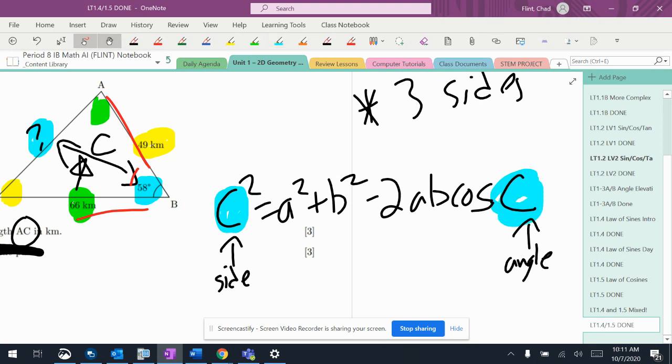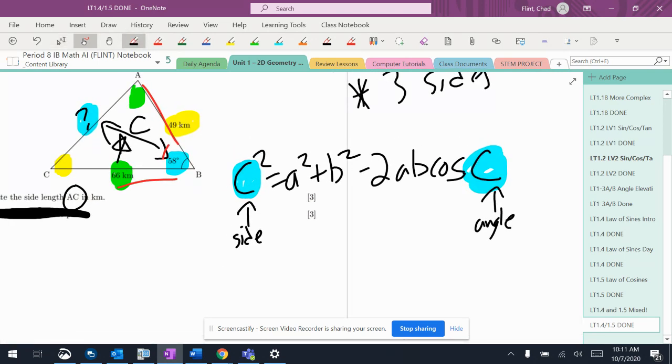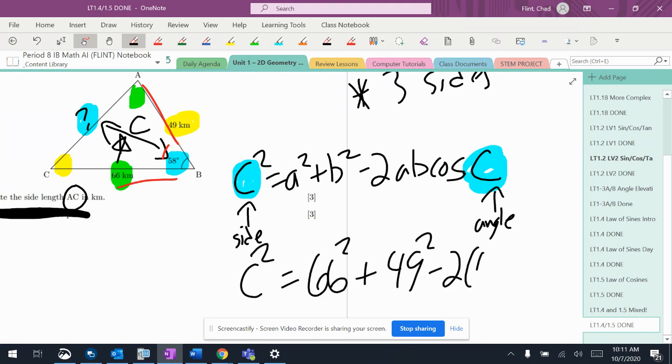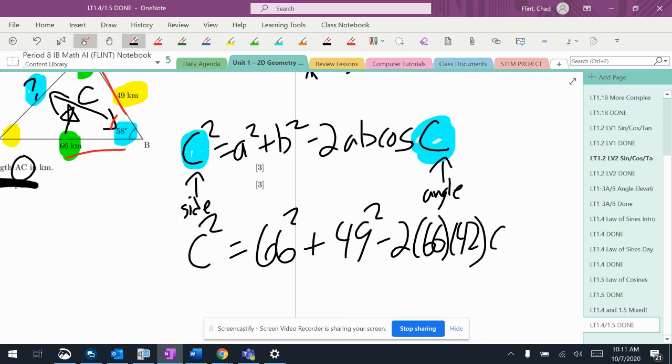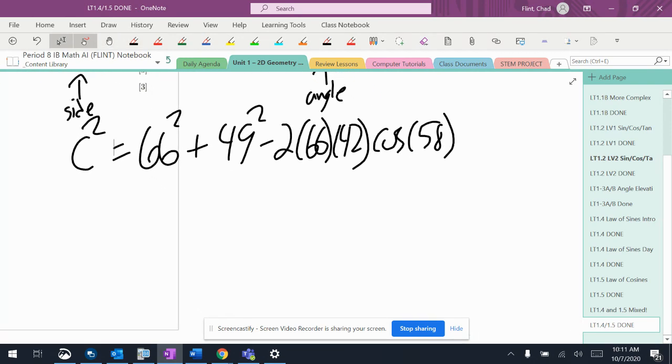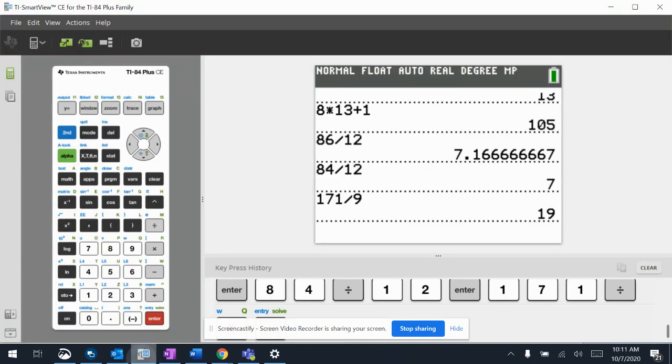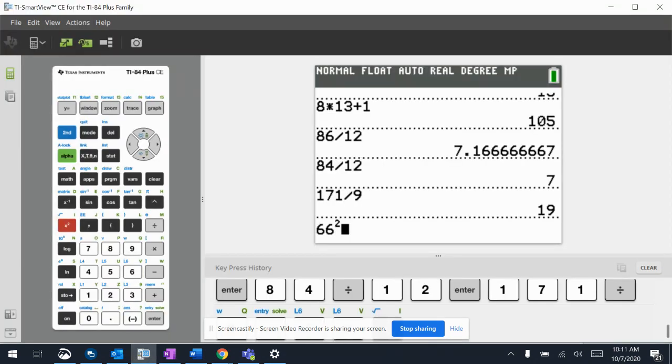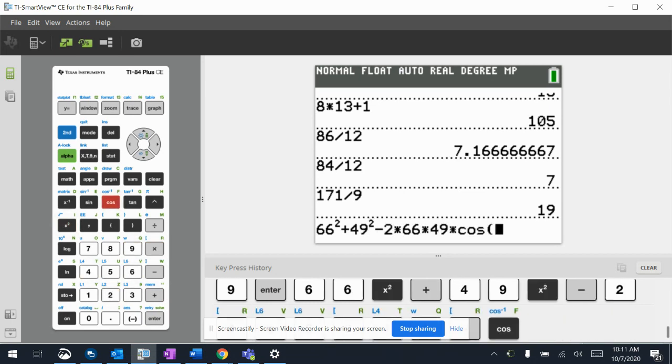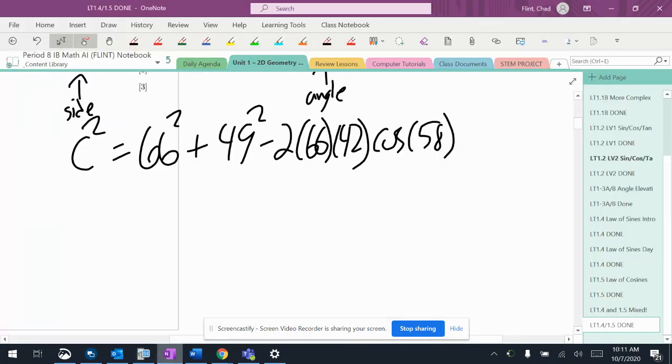All right, so I carefully plug my stuff in. I'm going to make A 66 and B 49. And as I've said a bunch of times, it doesn't matter which one's A and which one's B. The only thing that matters is which one's C. When you do these law of cosine problems, it's nice because everything on the right-hand side should be filled in. So I go to my calculator, I do 66 squared plus 49 squared minus 2 times 66 times 49 times cosine 58. And I'm absolutely going to double check this to make sure that it's right.